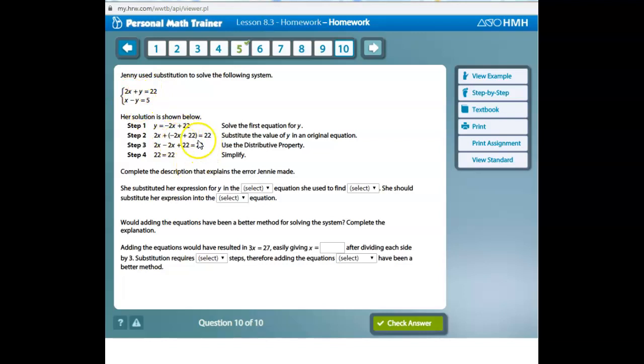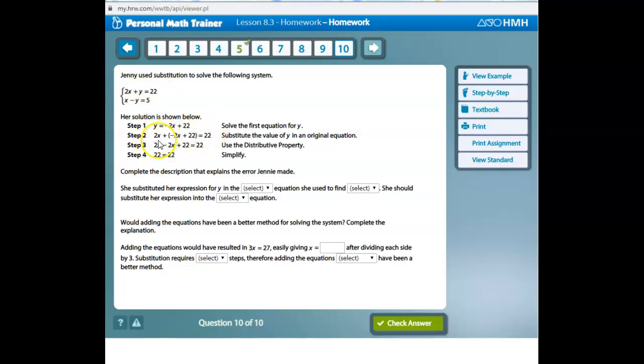Okay, I already see a mistake right here. What she did is she solved for y, and then she substituted into the same equation. You were supposed to substitute into the other equation. So anyways, she substituted, and look at the first equation. It says 2x plus y. Well, instead of y, she put what she got right there, negative 2x plus 22, equals, and then she continued right here with 22.